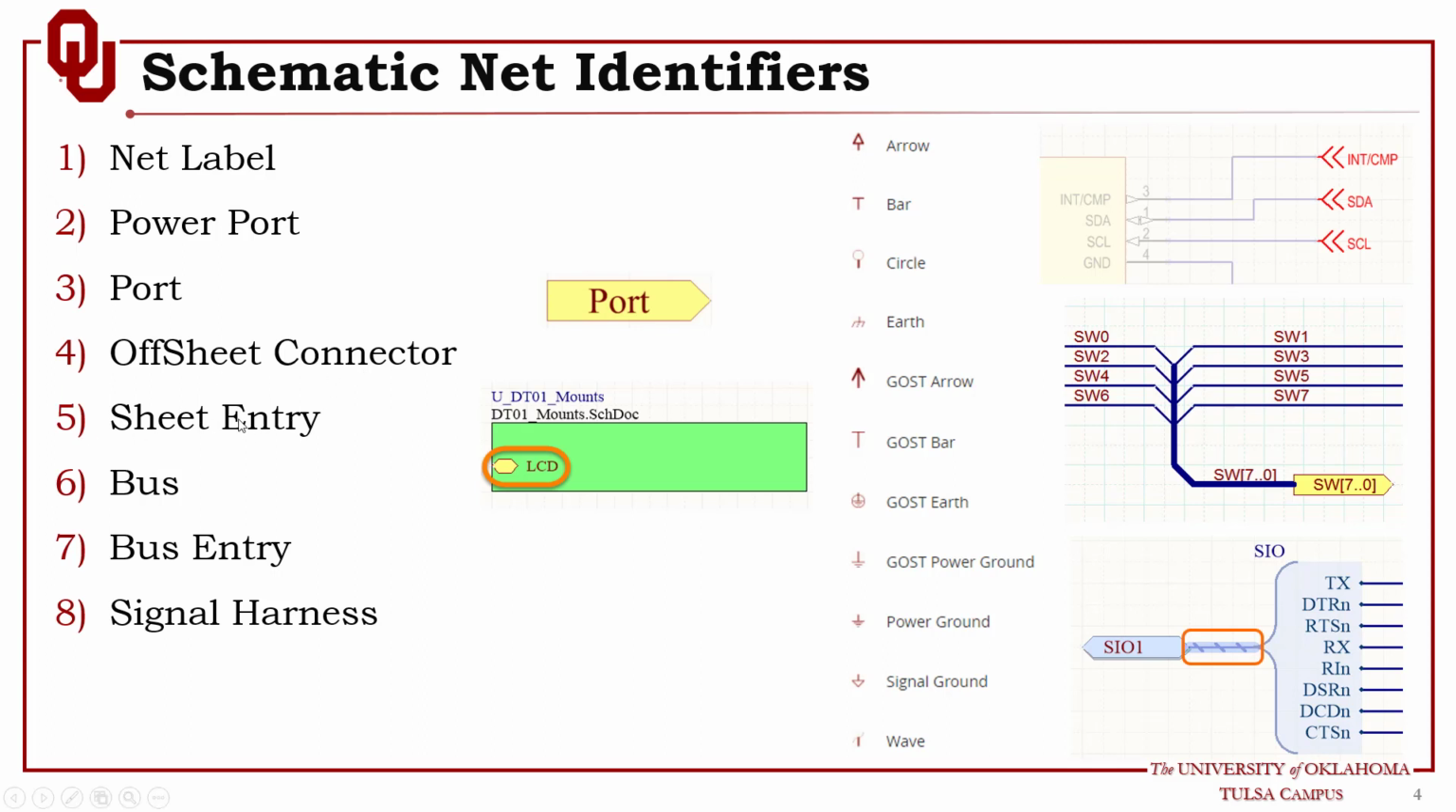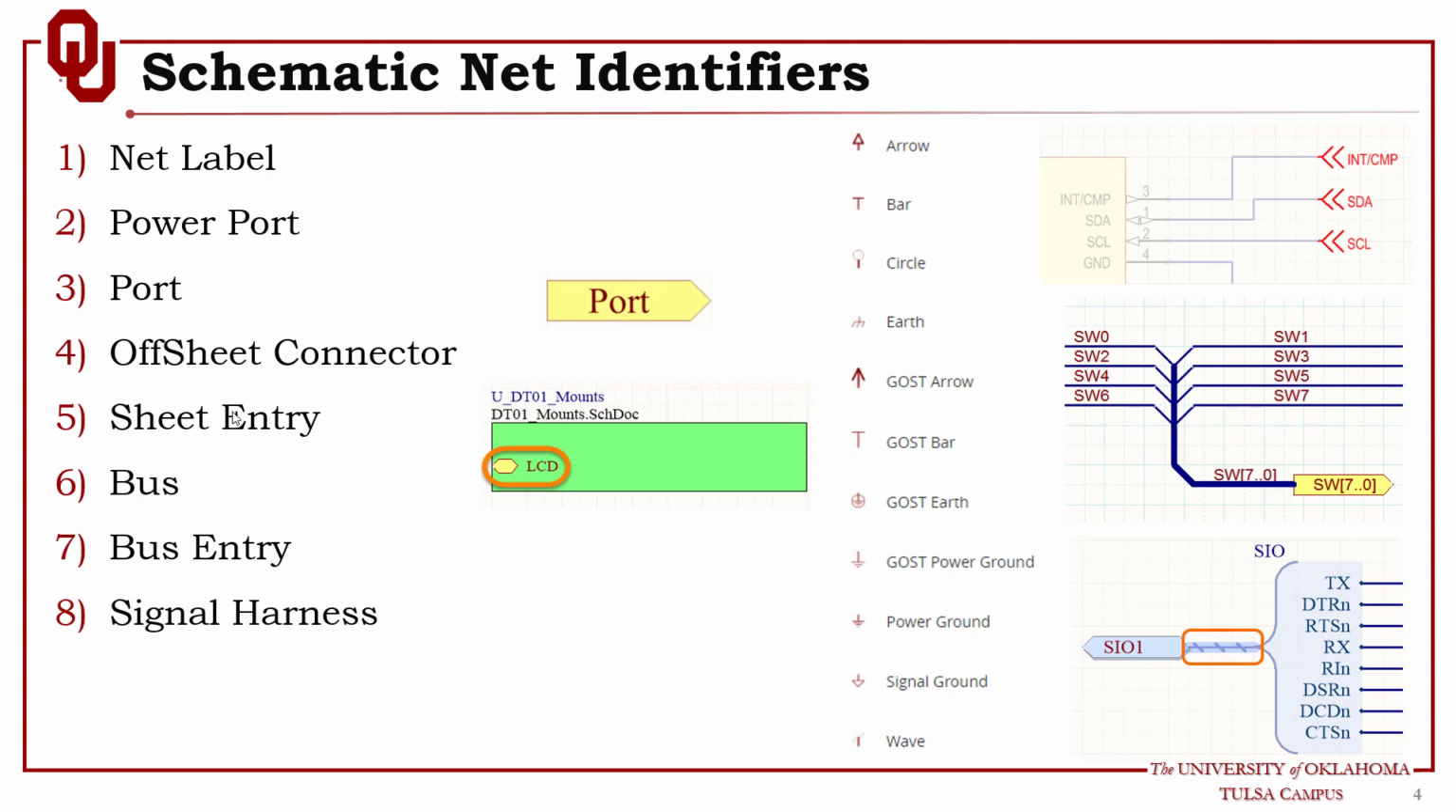Now, sheet entry, and this is also a kind of hierarchical or vertical design. So when you hear that term horizontal or flat, meaning you have a flat design, you have multiple schematic sheets, but they have a flat design. You don't have a main sheet that links all of them together. You don't have hierarchy at all.